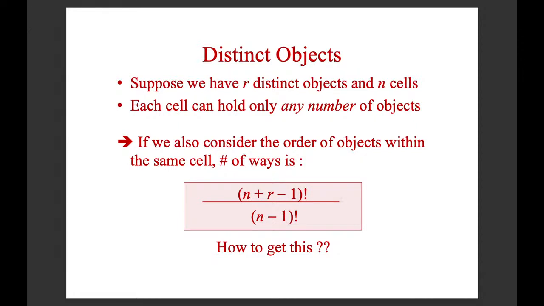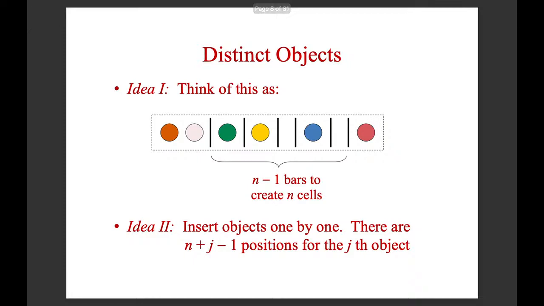In that case, the number of ways of doing so is this one: (n plus r minus 1) factorial divided by (n minus 1) factorial. So how do we get this? Whenever we have a question like this, don't memorize this formula, but see if you can find an interpretation of what is going on. We can have two ideas, and they all give the same result.